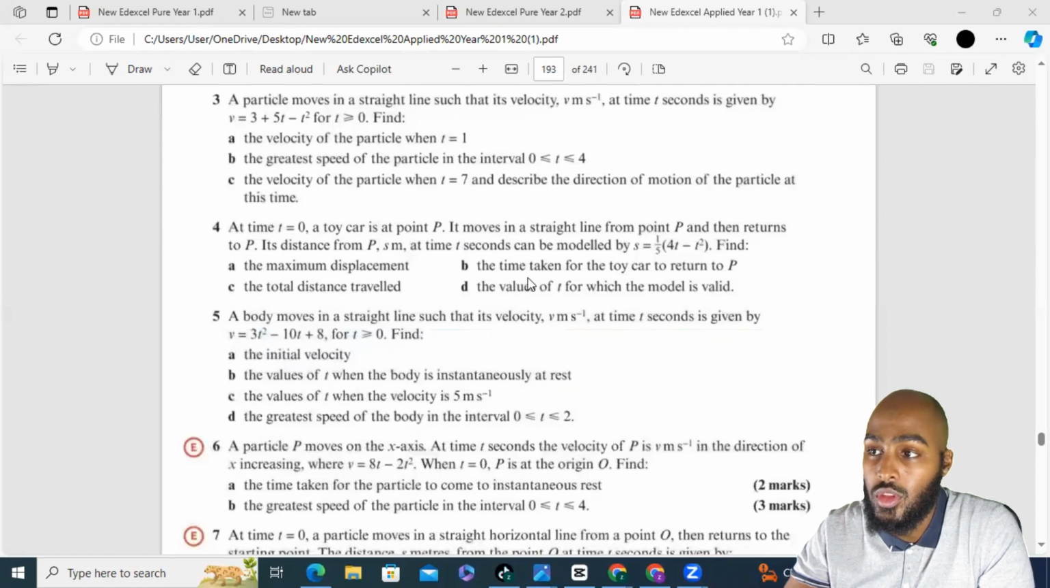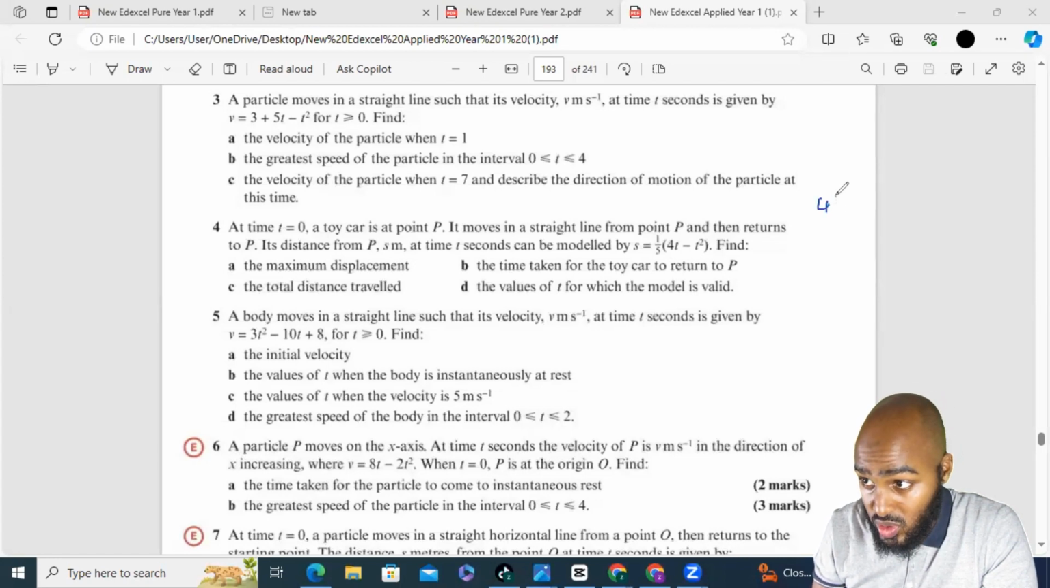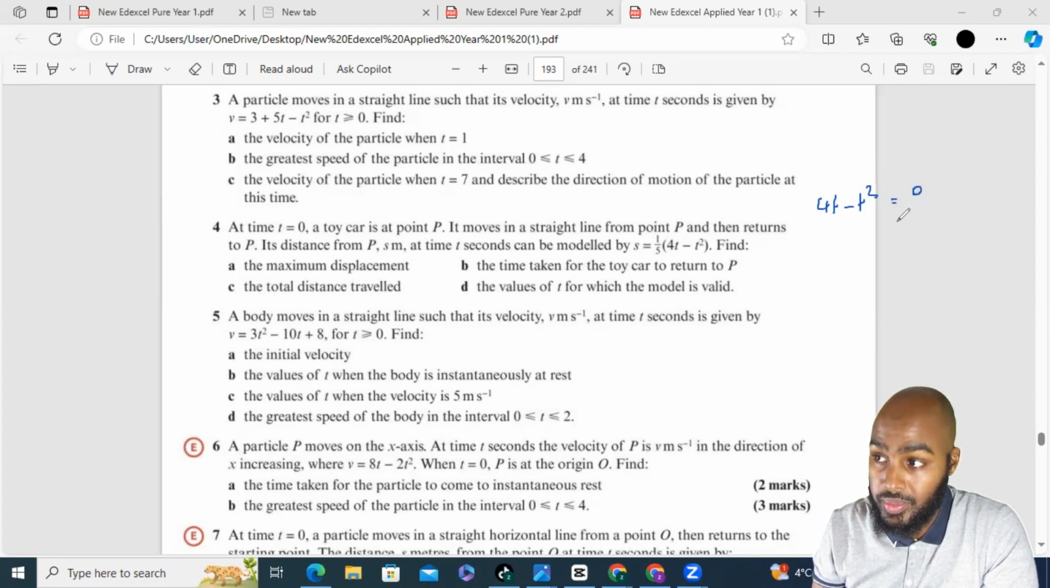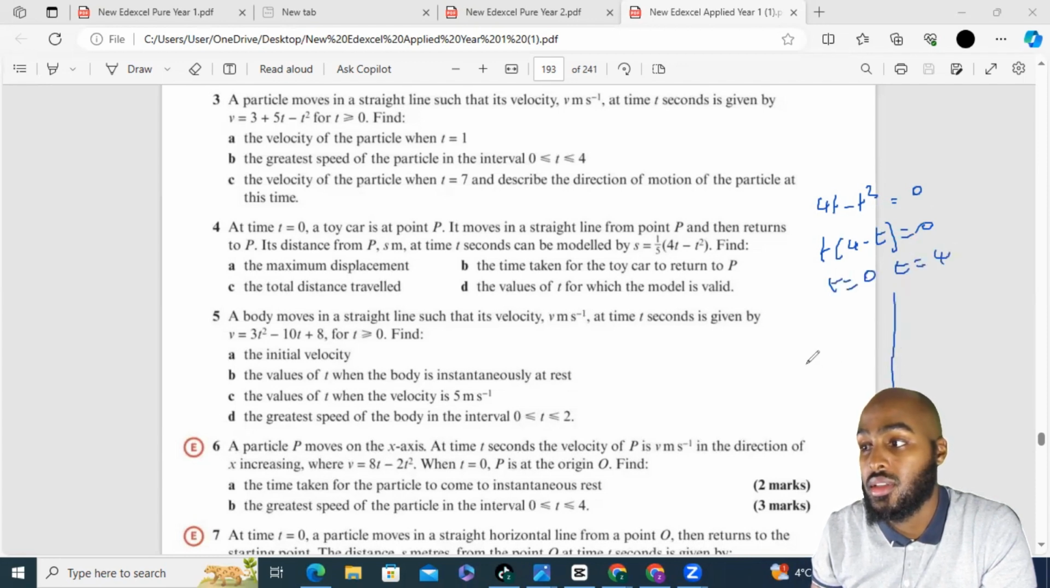Okay. Question 4. Same thing, find the maximum displacement. To find out the maximum displacement, the first thing we need to do is sketch the curve. So if we've got, let's say, 4t minus t squared, I don't really care about this function. It's not going to really affect my sketch, because when I equate it to 0, that's going to go anyway for the roots. So it's going to be t(4 minus t) is equal to 0. t is equal to 0. t is equal to 4. So I'm just going to go like this, go like this.